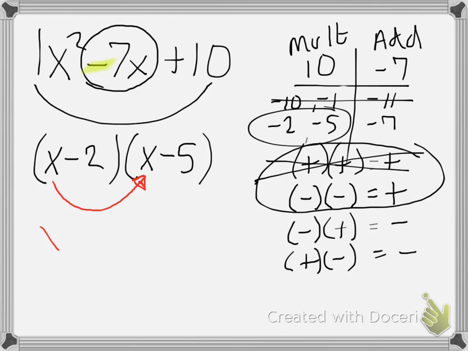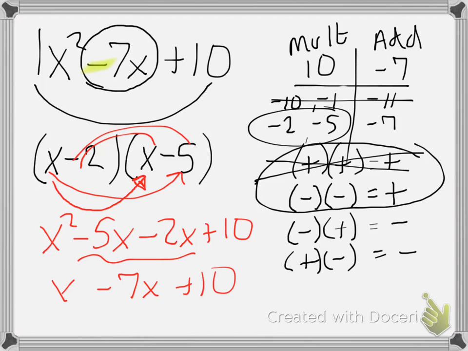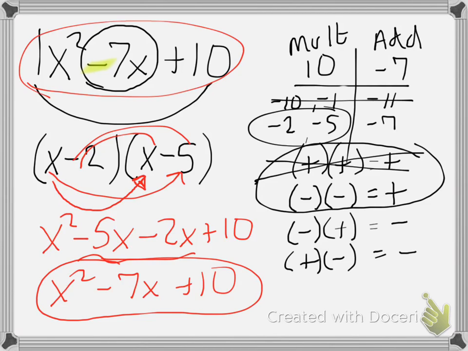So x times x is x squared. X times negative 5 is negative 5x. Negative 2x, positive 10. So watch your signs. These two add to a negative 7x. And then you look to see, does this one look exactly like the original? Yeah, so then you know you're right. But remember, this is the answer.